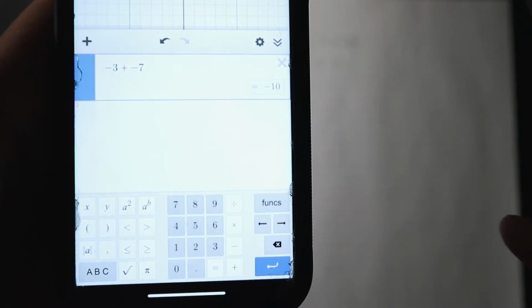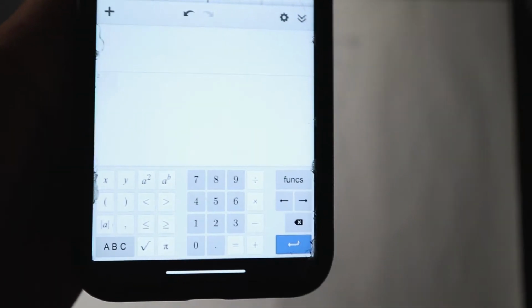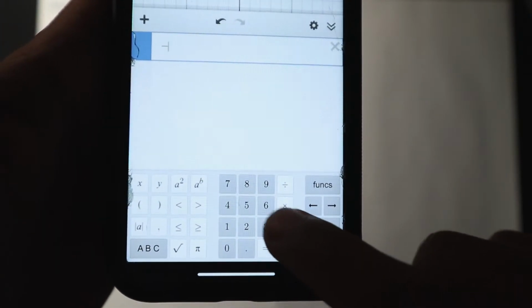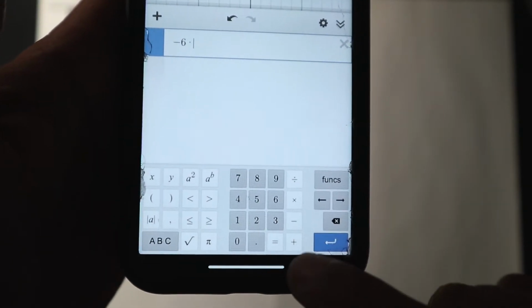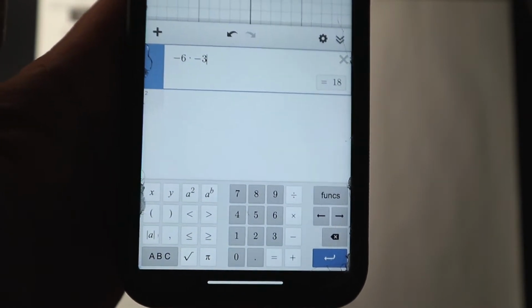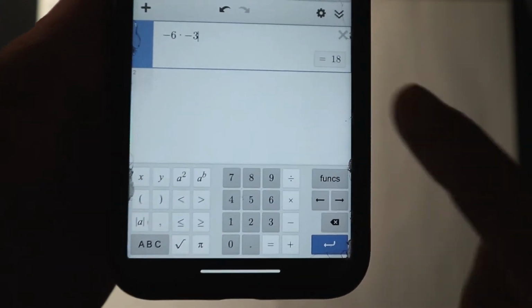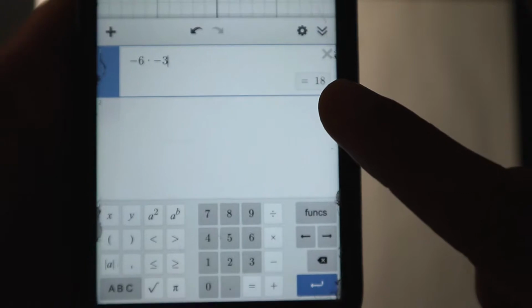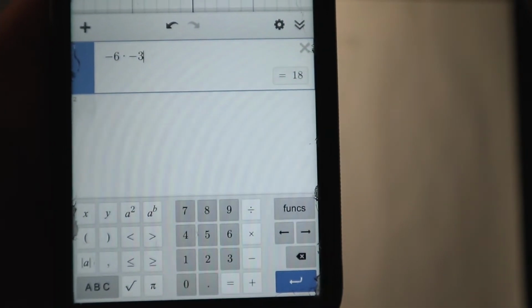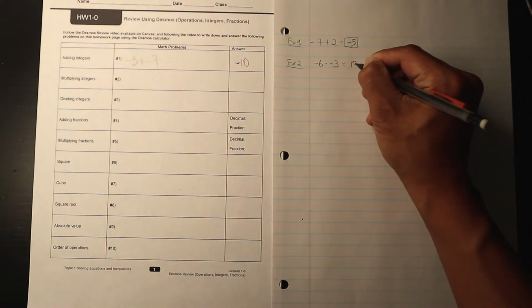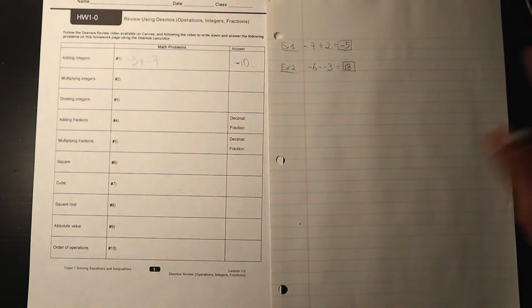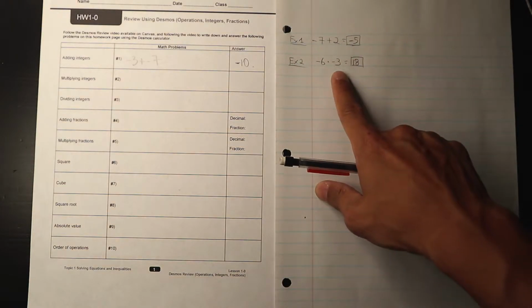Well, on your calculator, all you have to do is click the X button, and you press negative 6, and then times negative 3, like this. Okay, and then from there, the answer pops up. It becomes positive 18 right there. So you would put 18, right? Remember back in last year that negative times a negative is a positive.